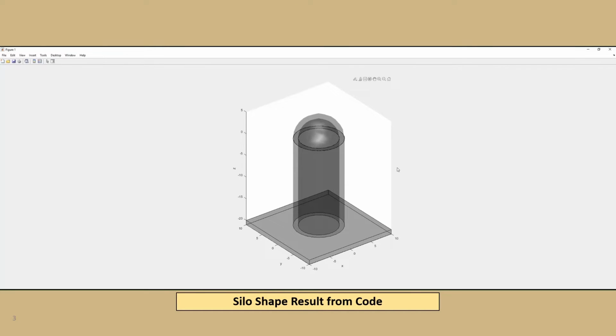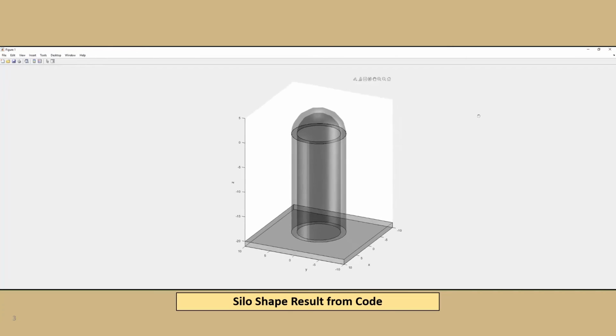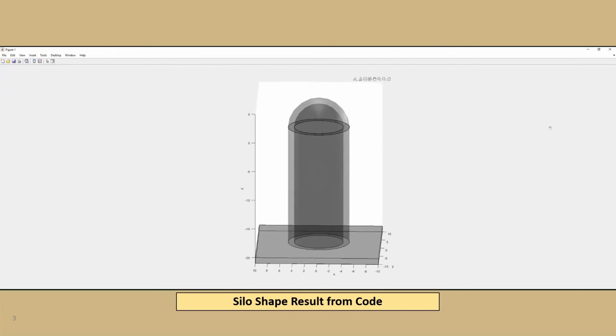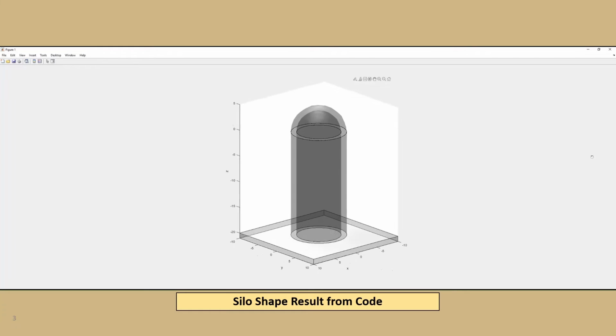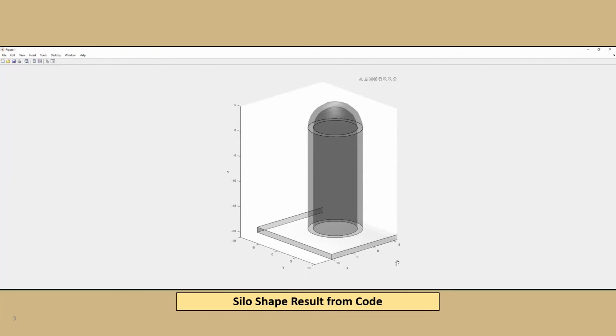Shown here is my silo from my code. As you can see, I successfully was able to plot the different shapes. There's the concrete slab, the hollow cylinder, and the hollow hemisphere, and as I drag it around you can see that they are hollow, and so my code successfully worked at plotting what I wanted it to plot.